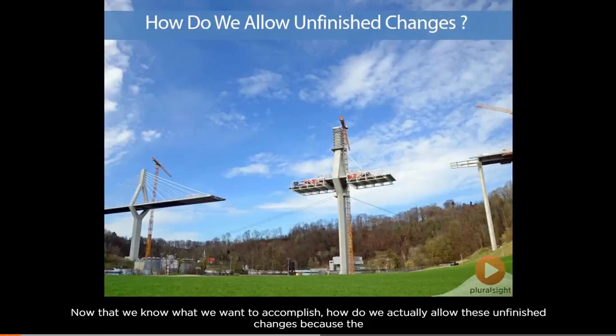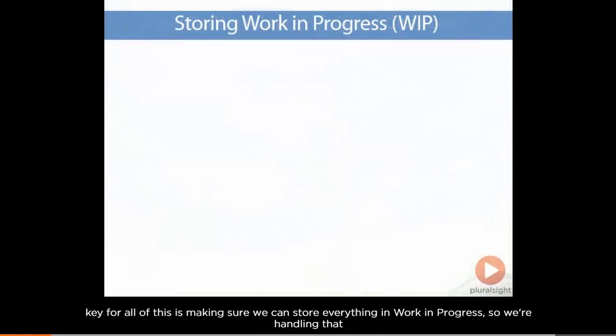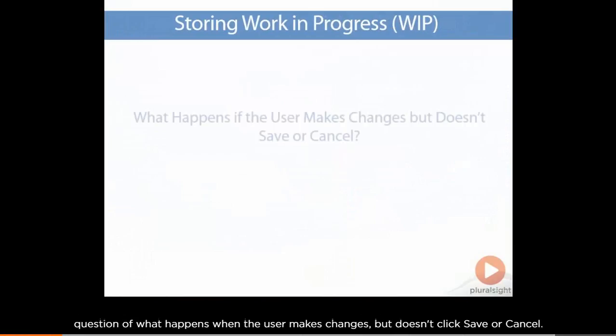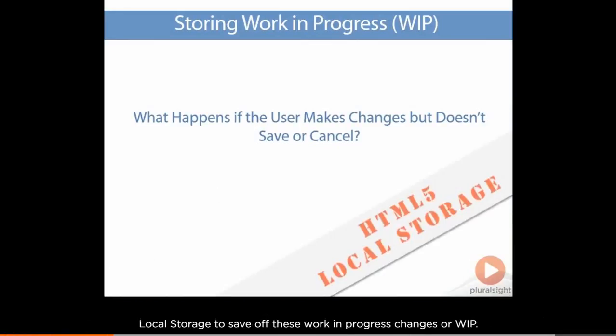So now that we know what we want to accomplish, how do we actually allow these unfinished changes? Because the key for all this is making sure we can store everything in work in progress. So we're handling that question of what happens when the user makes changes but doesn't click save or cancel. Maybe they close the browser, maybe they go to another menu item. And technically, we're going to use HTML5 local storage to save off these work in progress changes, or WIP.